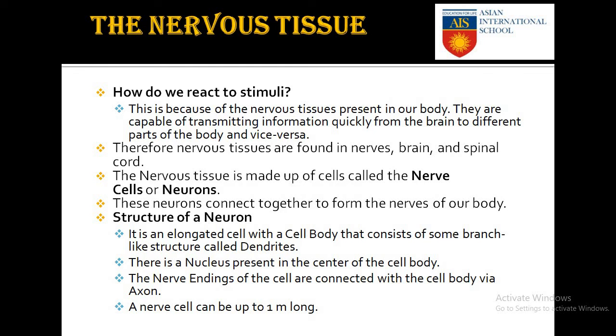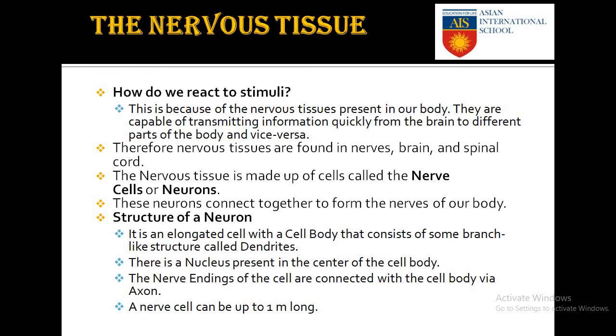Now, the last tissue, nervous tissue. How do we react to stimuli? What do we mean by stimuli? A stimulus is the agent due to which our body responds. So, how do we react to stimuli? Because of the nervous tissue present in our body. It is capable of transmitting information quickly from the brain to the different parts of the body, and vice versa, from the body parts back to the brain.